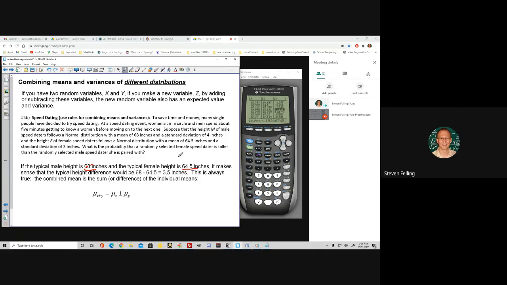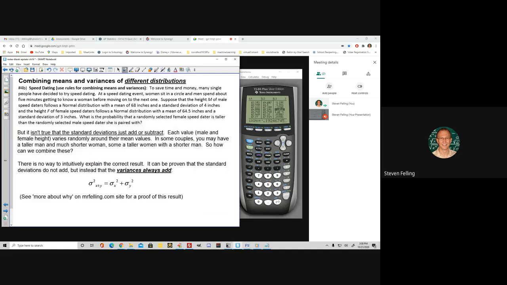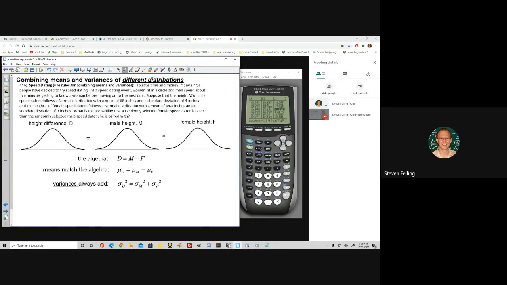Okay, so if the typical male height is 68 inches and the typical female height is 64.5 inches, the way to think of it is this. I'm just going to jump to the screen that summarizes it. Okay, if you have a distribution of males, where this is 68 inches high and this is 64.5 inches high, and the standard deviation for males is 4 and 3 for females, you can define a new random variable D for the difference, maybe as male minus female, and write out the algebra for that. D is equal to M minus F.